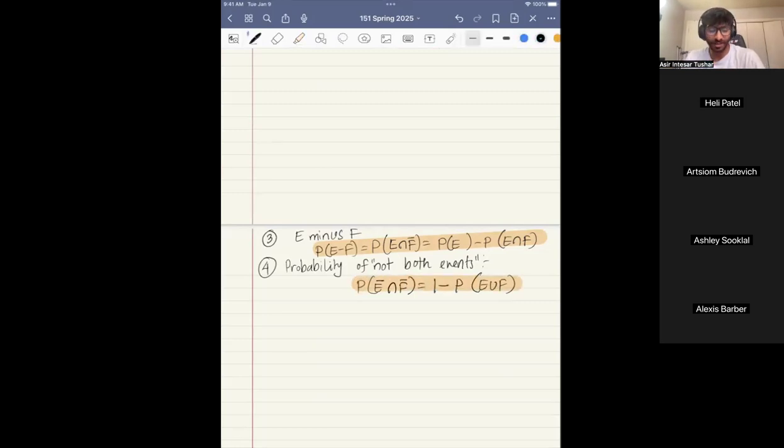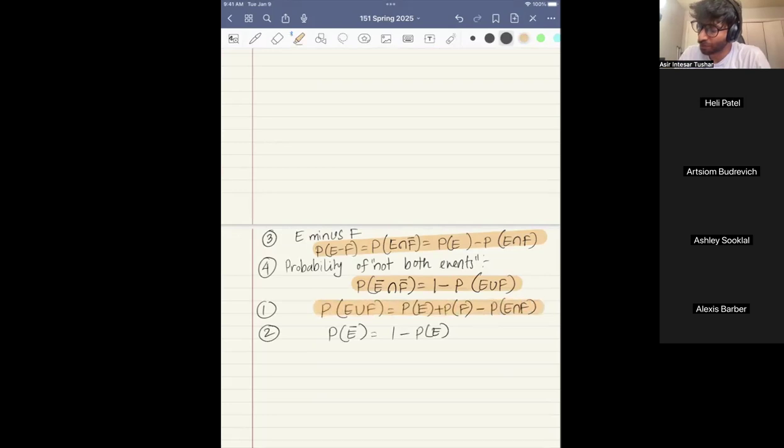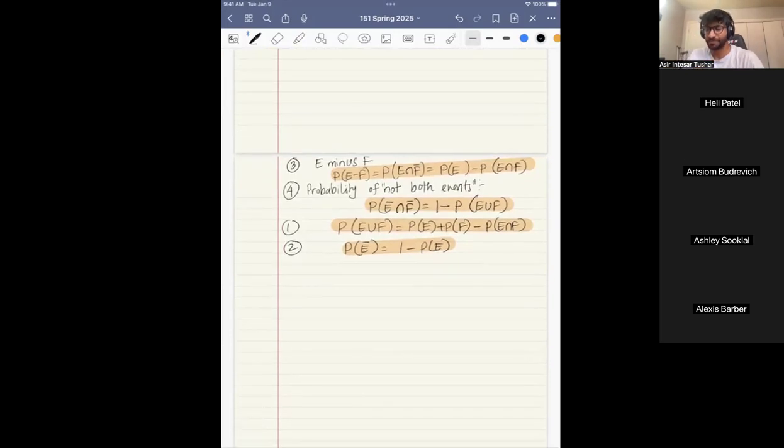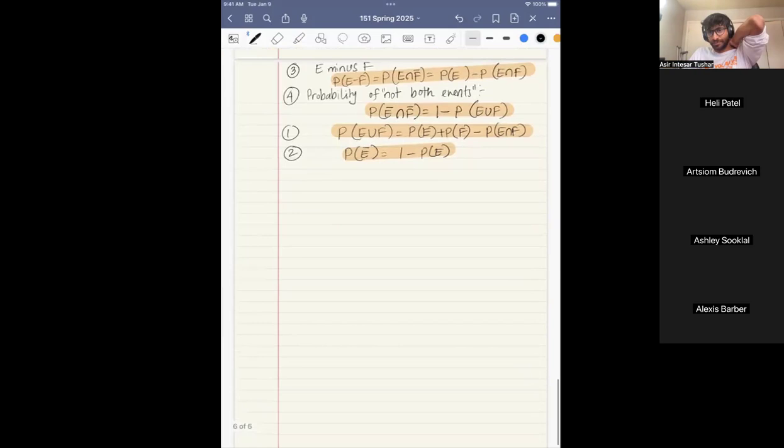Okay, let me write the other two once again, just to refresh your memories. The first one was probability of E union F, which was this. So we have 4 of them. This is the first one. The second one was probability of E complement equals 1 minus P of E. Okay, so 4 properties.